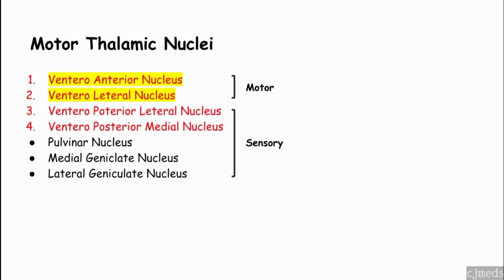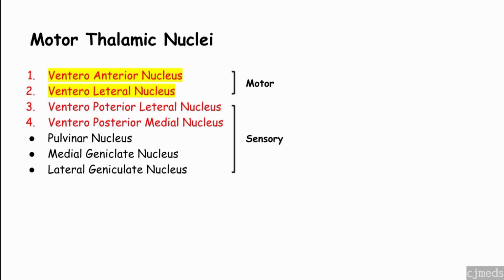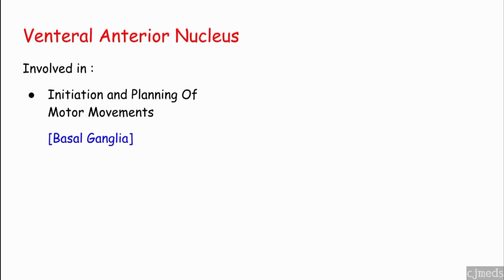Alright, now we are left with the last two motor thalamic nuclei of the thalamus, that are the ventero-anterior nucleus and the ventrolateral nucleus. Let's start with the ventero-anterior nucleus. It receives input from one particular structure, the basal ganglia. I have already made a separate video on the basal ganglia, discussing the different nuclei which are present in the basal ganglia. Make sure to watch it. The link is in the description. What I want you to remember is that it receives information from the basal ganglia and sends it back to the cerebral cortex.